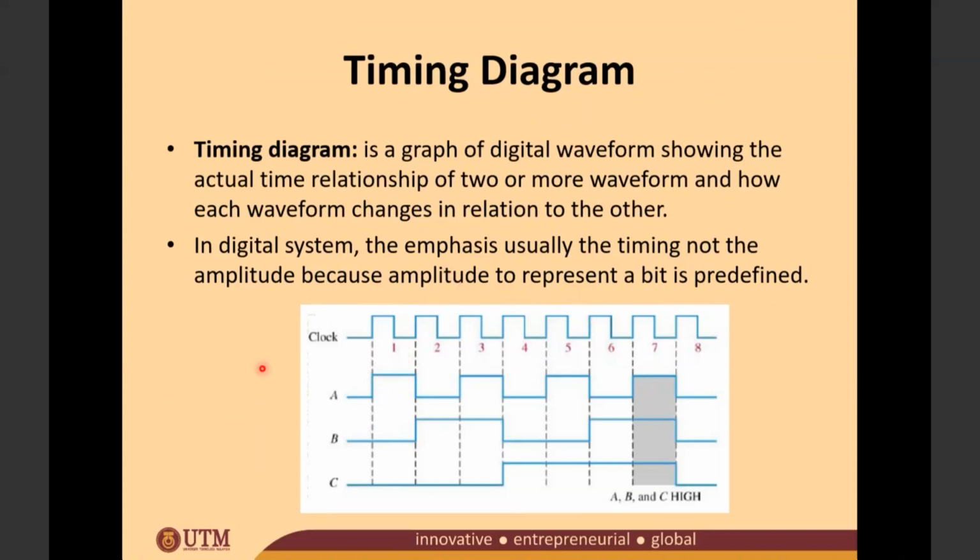Okay, so if you look at this diagram, first you have a clock. So this is the clock source. If you look at this clock, its waveform is periodic. Why periodic? Because its T is the same from cycle 1 to cycle 2. So T1 equals T2 equals T3. So this is a periodic clock. Then after that, you have 3 gates here.